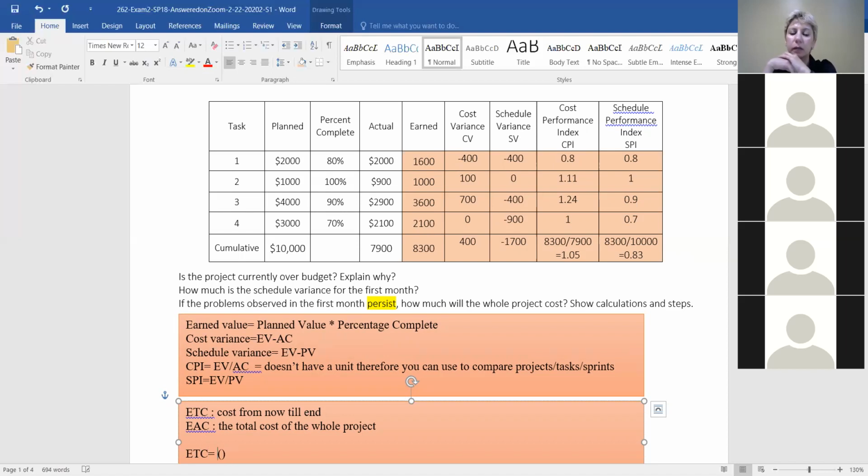Exactly. 50K was the value of the whole project. They call it budget at completion. Then there is something that you have earned so far or you have achieved so far. That's 8,300. Yes, 8.3K. Perfect, that's what you have done so far. But the problems persist. So for every dollar of work, how much will you be spending? 1 over CPI. So times 1 over CPI or divided by CPI, whatever you want to say.